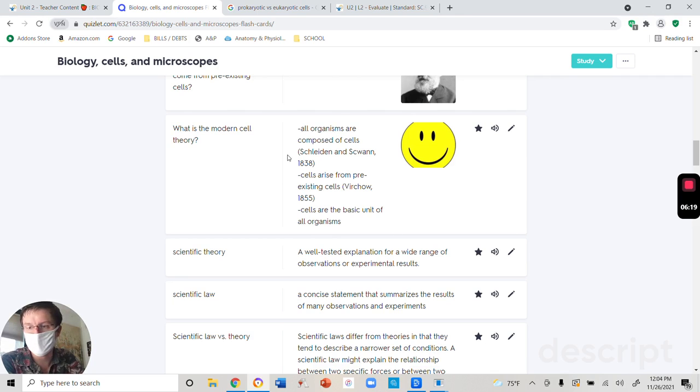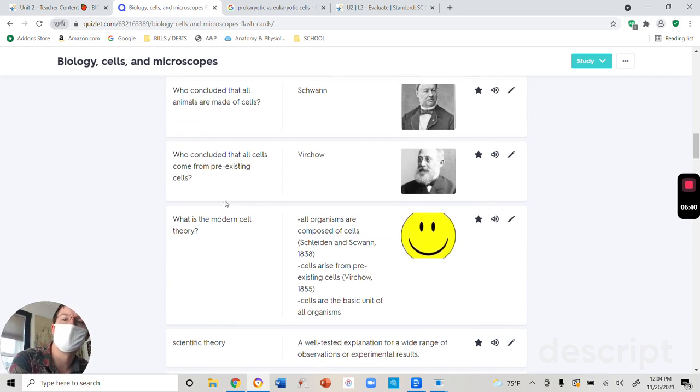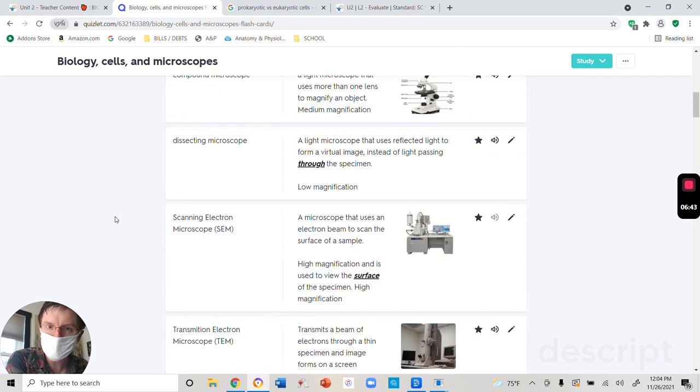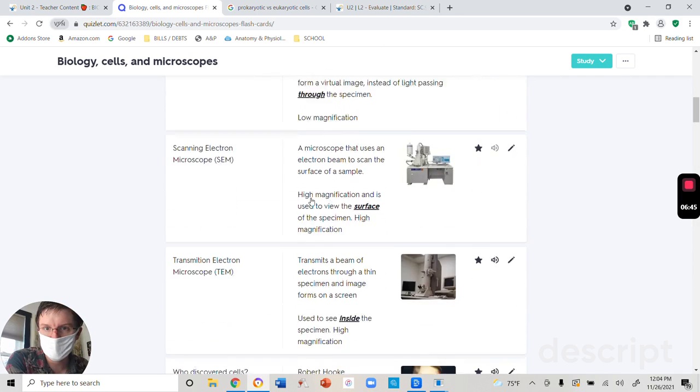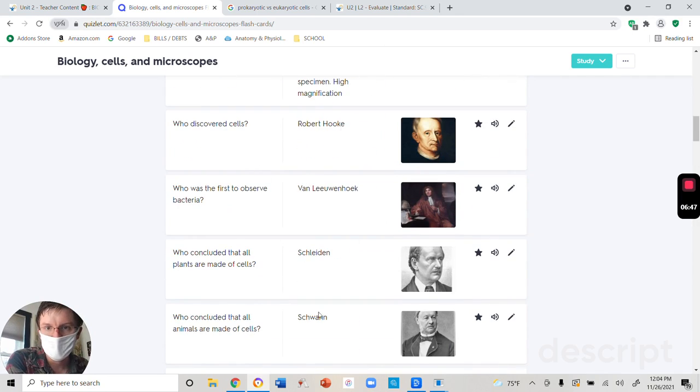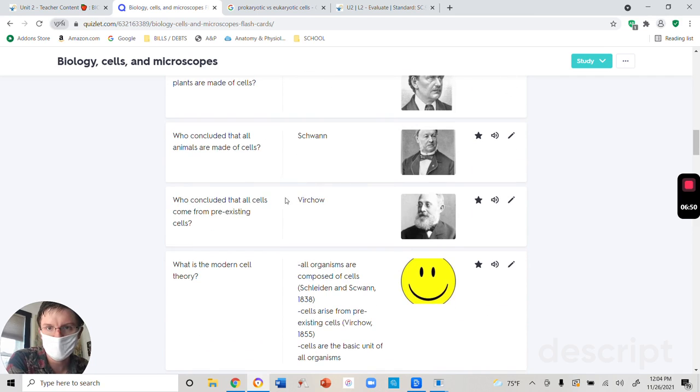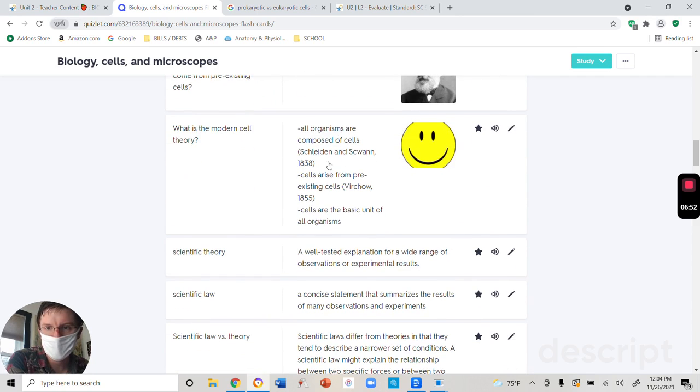Some people used to believe that life could just arise out of nothing because they would look at a piece of rotten meat and go, oh, well, maggots came out of the meat, so the maggots just showed up out of nowhere. And then a bunch of scientists had to go, no. Flies left eggs in the meat for the maggots, but that's a whole other set of experiments. So going back, just know the differences between these microscopes, know about these scientists, and modern cell theory. Okay.